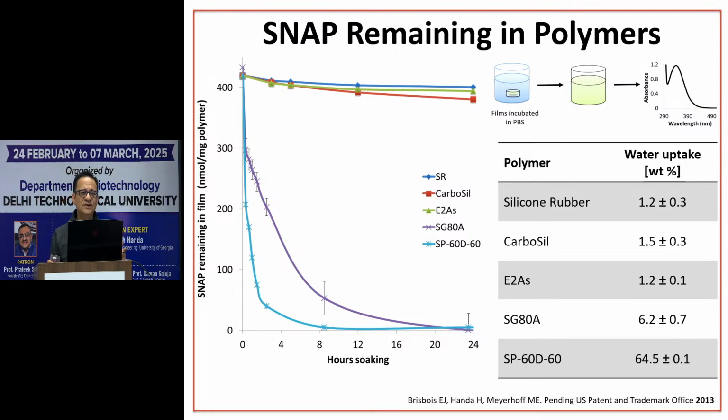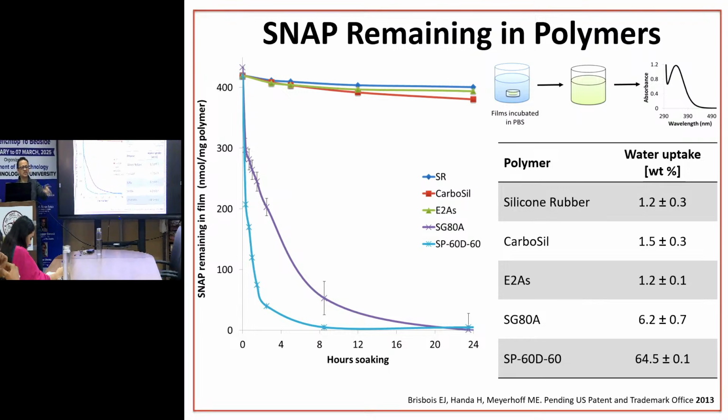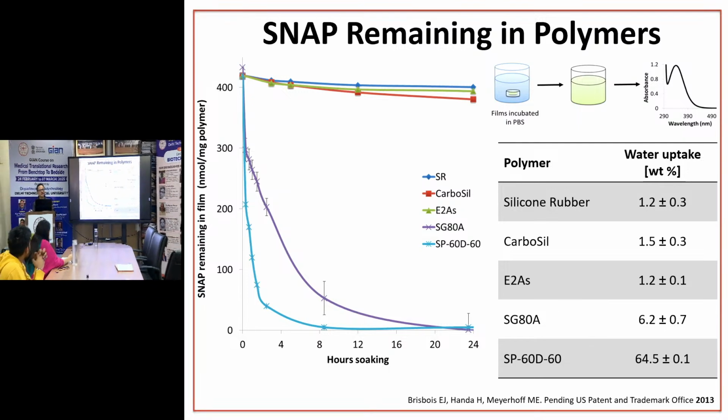So what we did in the first study was, we made a solution of different polymers, put SNAP in it. SNAP is an NO donor. We don't need PLGA and all that now, so forget PLGA. And we cast films and put them in buffer for 24 hours. And what we saw with UV-vis is that with SG80A and SP60D60, all the NO donor leached out within 24 hours. Very fast. In 4 to 8 hours, most of the NO donor was leached out. So those are not good candidates for us.